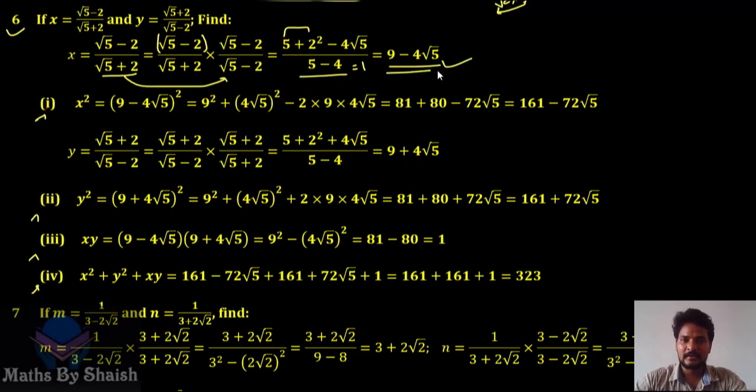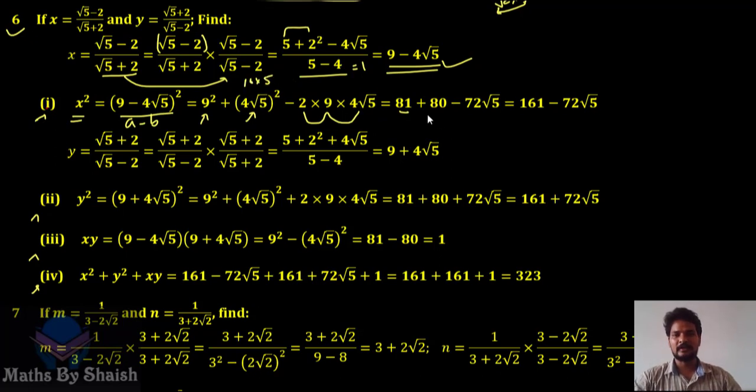And now, since we have this as a simple numerator only, we can simply calculate x square by taking the square of this, that is a minus b whole square. So a square plus b square minus 2 times ab, and we can simplify. 9 square is 81, 4 root 5 squared is 4 4s are 16 into root 5 square, which is 5, so 16 5s are 80, and we got 161 minus 72 root 5.